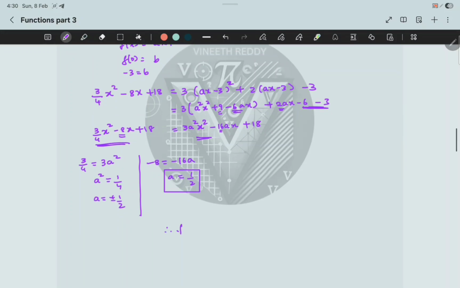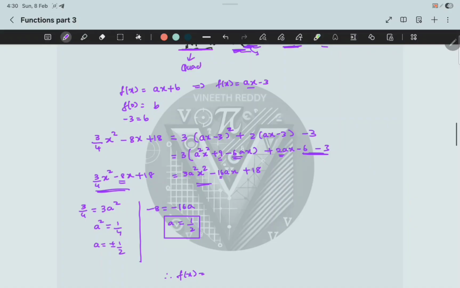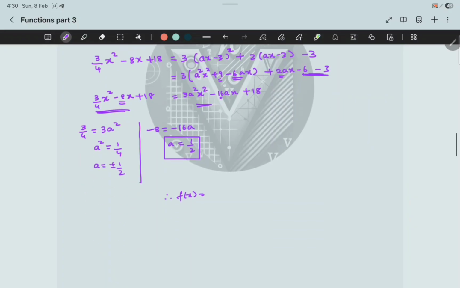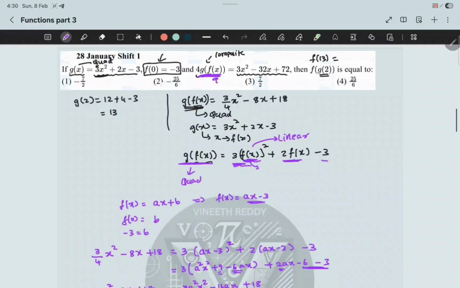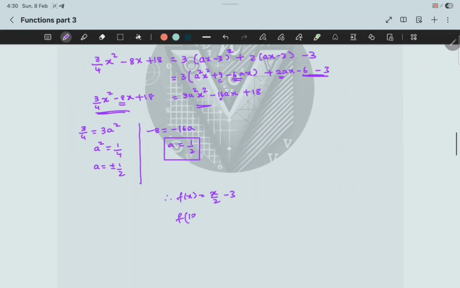That means therefore f of x should be ax plus b. f of x is ax plus b, that is ax minus 3. That means x by 2 minus 3, x by 2 minus 3. And what do we want? We want the value of f of 13, right? f of 13. So f of 13 should be 13 divided by 2 minus 3. So 13 minus 6, 13 minus 6 is 7. 7 divided by 2 should be the answer.